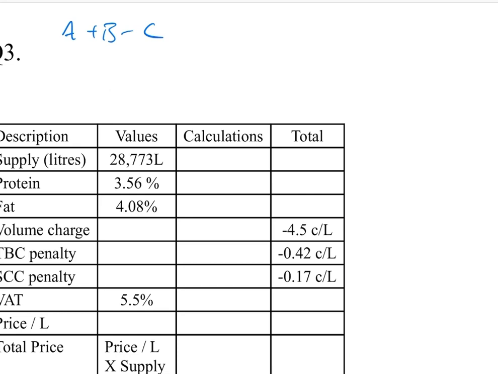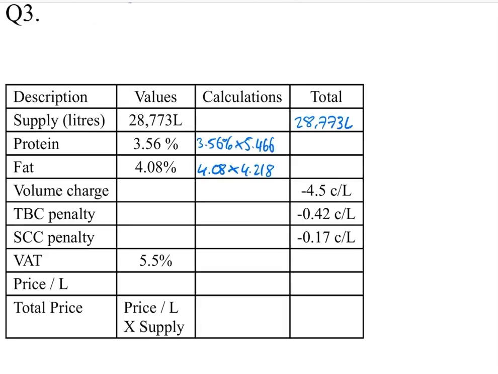Again, we have our supply of 28,773 litres. A protein of 3.56% multiplied by 5.466, and then our fat, 4.08 multiplied by 4.218. So 3.56 multiplied by 5.466 gives 19.45 cents per litre. And our fat, 4.08 multiplied by 4.218, gives 17.21 cents per litre. So that is our protein and fats taken care of.